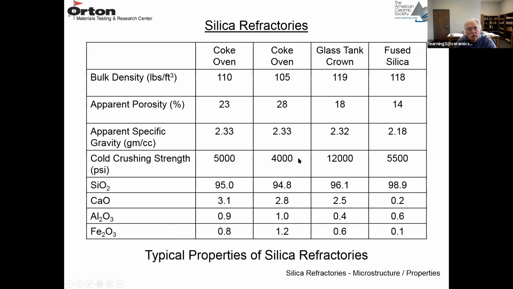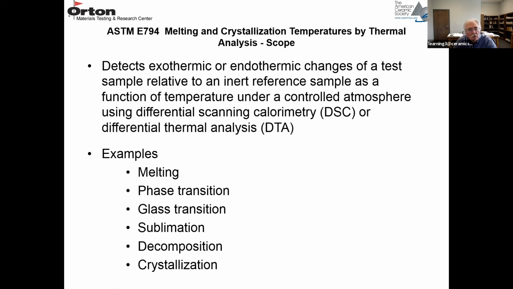And we'll talk about the applications and what these furnaces look like on the last day. So there's an ASTM test, it's E794, and because of the phase transitions that take place in quartz, cristobalite, and tridymite, I put this test here. So it's a method of measuring where these transformations take place.